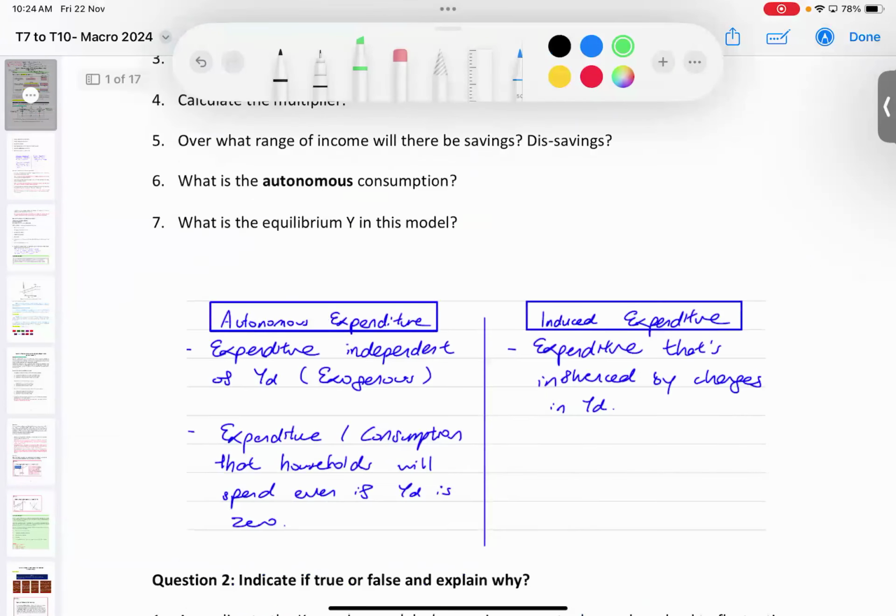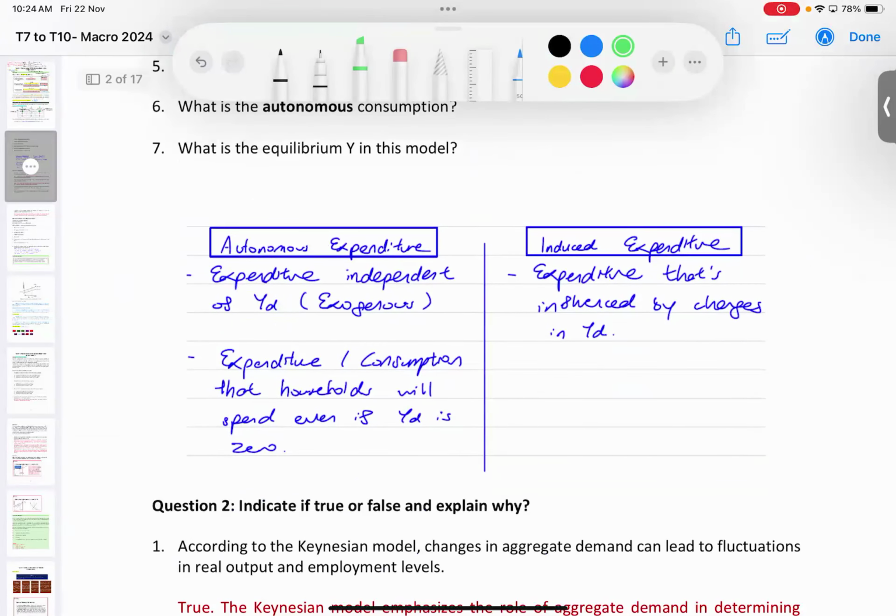So now let's move down a bit here. I provide you some extra notes here. Autonomous expenditure means the expenditure that is independent of income. That means exogenous. So that means this is something that you will spend even if the income is zero. So I can call it small letter a.